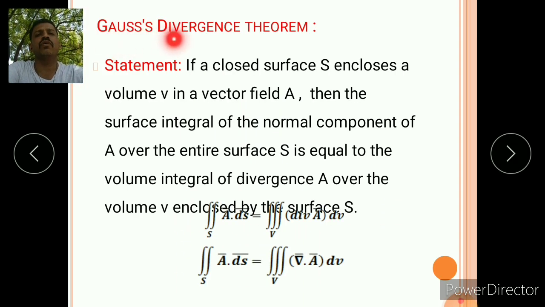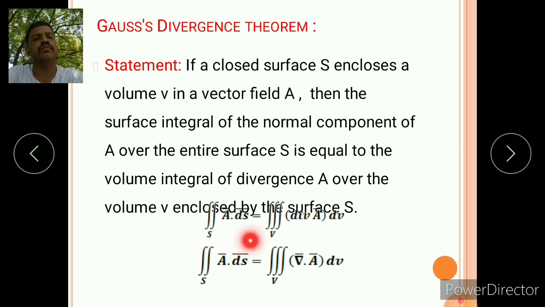First, the Gauss divergence theorem, the statement. It is an important statement. If a closed surface S encloses a volume V in a vector field A, then the surface integral of the normal component of A over the entire surface S is equal to the volume integral of the divergence of A over the volume V enclosed by the surface S.